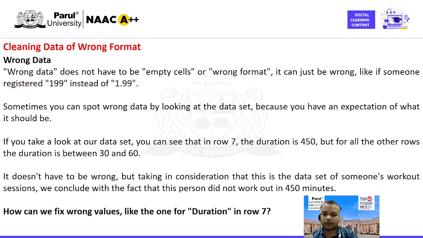How can we fix wrong values like the one for duration in row number 7? You can check it manually if you want. If you want to download that data set, you can just download it from Google. It is available on Kaggle and UCI.